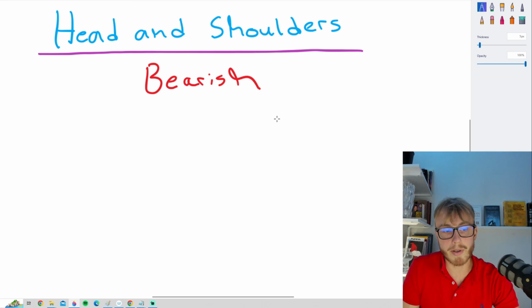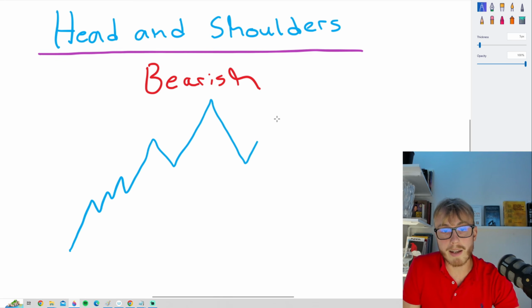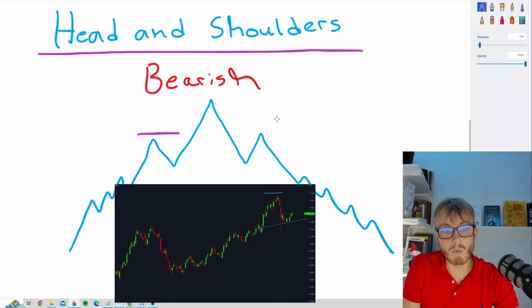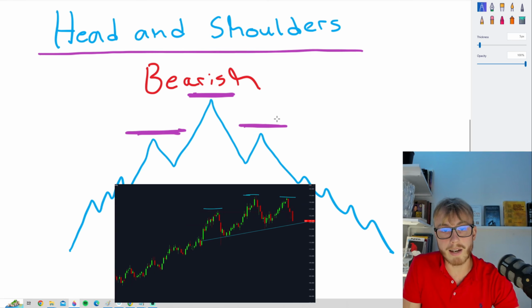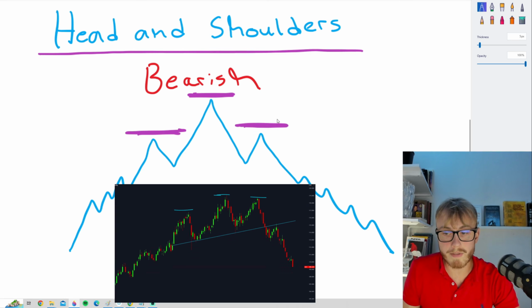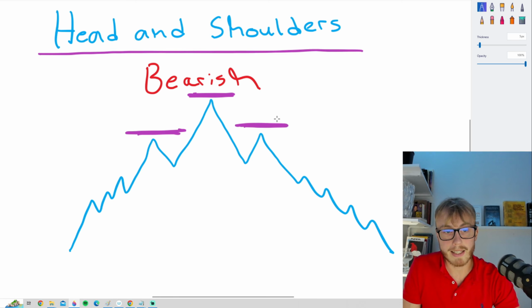This pattern in a perfect world looks something like this. We have our uptrend, we print one high, we print a higher high, and then we print a lower high, and then the goal is that the trend will continue down here. So the head and shoulders is basically that we have one high, a higher high, and then a lower high. One very important thing about this pattern is the support that we can draw.